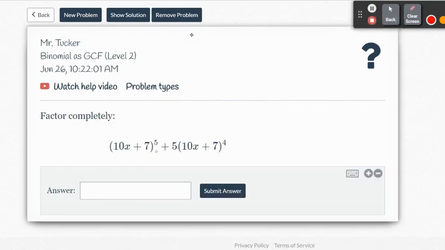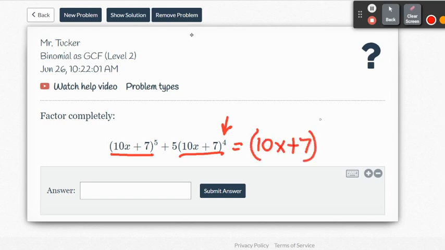All right, in this second example, we've got just another binomial that's in common, and this time, it's raised to the fourth power, just like the last one, actually. So I'm going to rewrite this to be 10x plus 7 to the fourth power, recognizing that they both had a 10x plus 7, and the lowest exponent is the 4. So that's the most that they have in common. So now I'm going to divide each term by 10x plus 7 to the fourth power.